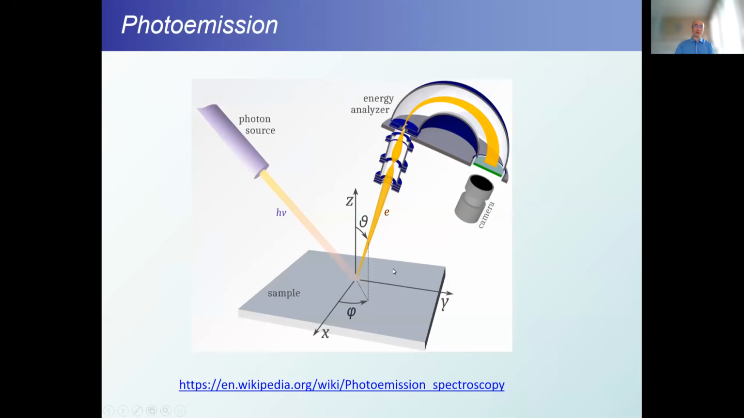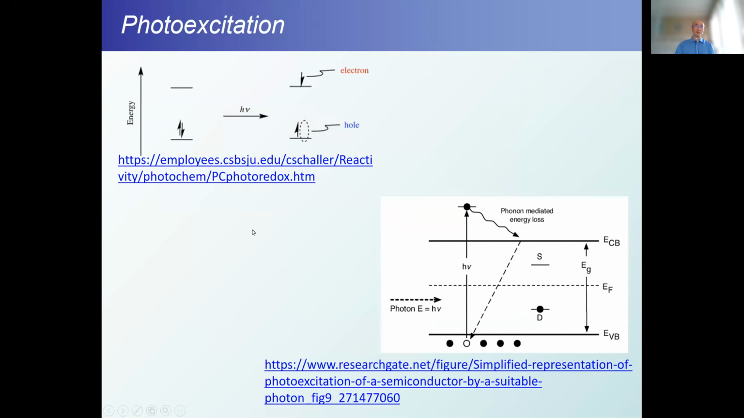Photoemission is a very classical example of spectroscopy: shining light on a material or a molecule and detecting the energy, the resolution of what electron comes out at a particular energy, and that's the photoemission spectrum. Photoexcitation, of course, is very familiar to most of us. You excite in a molecule from an occupied to an unoccupied orbital and create an electron-hole pair, or in solids, very similar, but you generate electrons from bands.